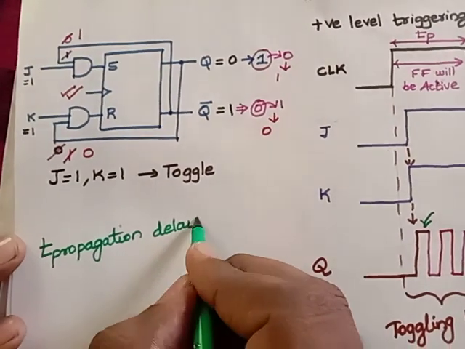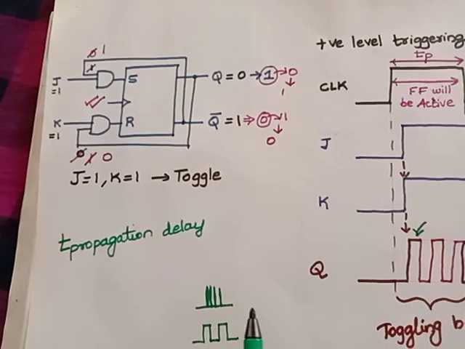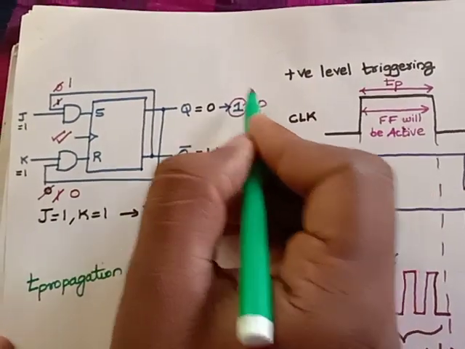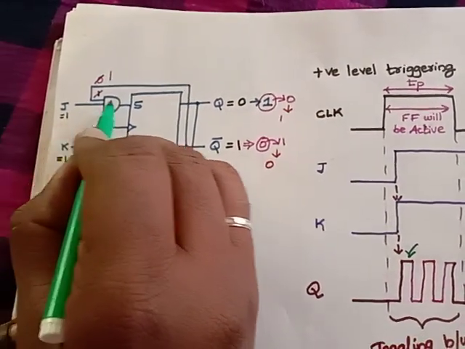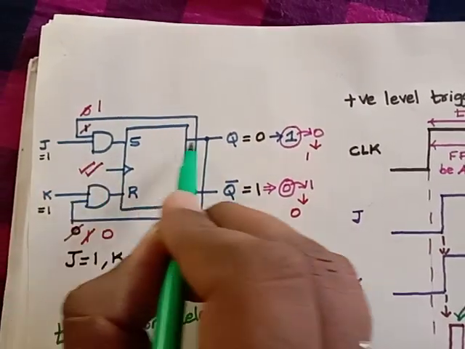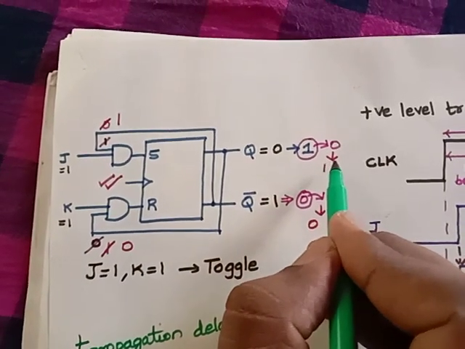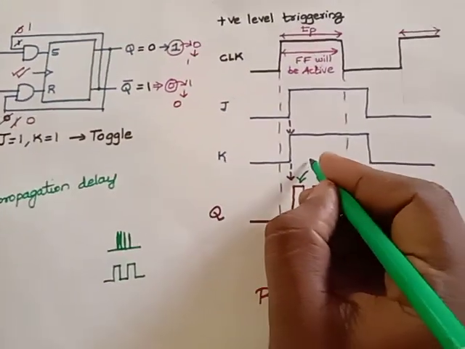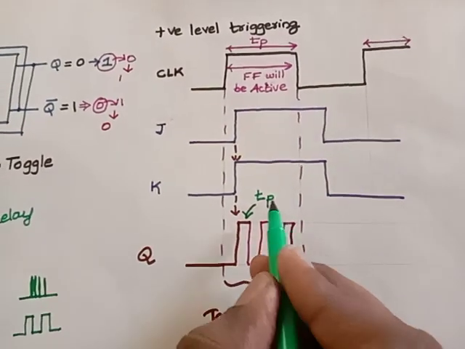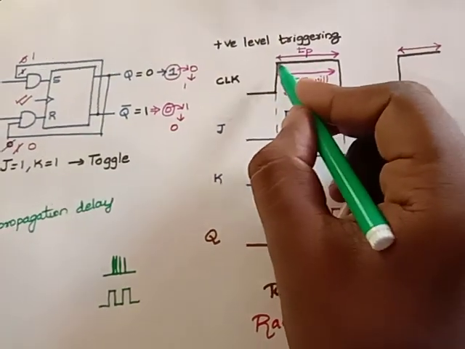Propagation delay means the time taken by the signal to travel through the gates to reach your outputs. So this 0, when it comes over here, takes some time to travel to this condition. Correct? So the time taken for your input signal to travel throughout your gate circuit and reach the output is called propagation delay. So this is due to your gate circuit, and this TP is nothing but your pulse width.